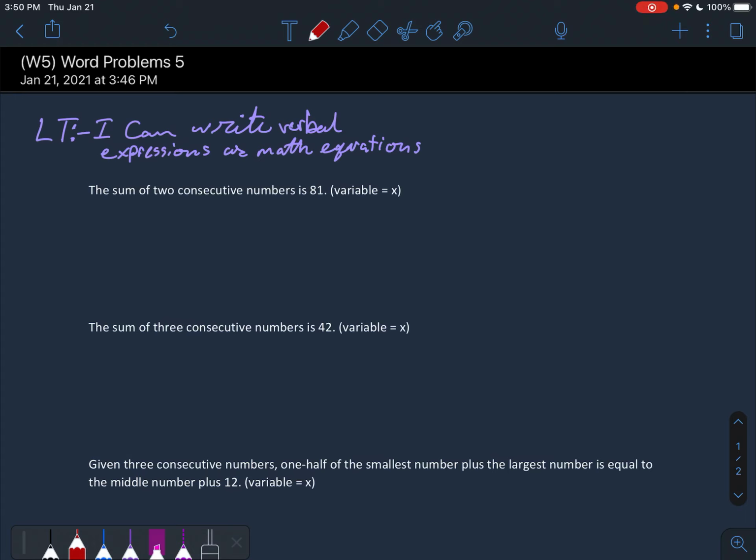Hi, and welcome to Word Problems 5, the 5th edition of doing word problems. And today we're going to write verbal expressions as math equations. So we're going from words to equations.